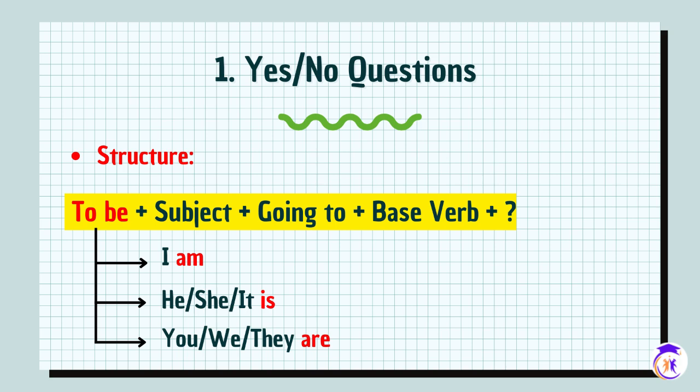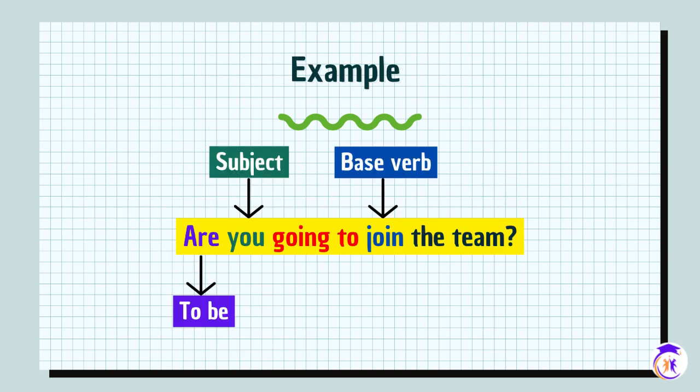Let's break this down with some examples. Are you going to join the team? The sentence starts with are because the subject is the second person you. The phrase going to is placed after the subject and followed by the base form of the verb join.